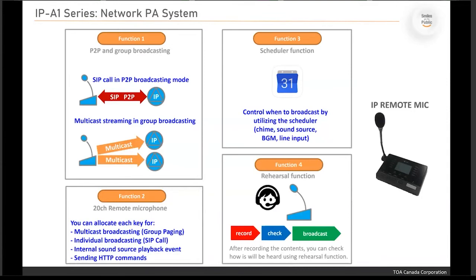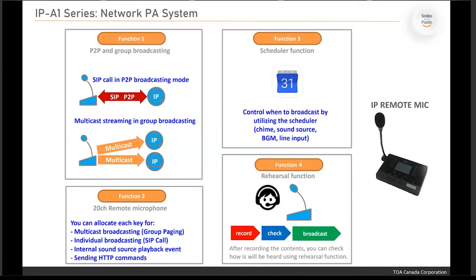The second function is the 20 channel. So there is a 20 channel on the microphone. On the microphone itself, there are 10 buttons, and we can switch into 2 pages. Page 1 will have 10 functions through these 10 buttons, and page 2 will have another 10 functions also through the same 10 buttons. So we can assign to each button or key one of the following: either multicast broadcasting, individual broadcasting, internal sound source playback event, or sending HTTP commands. So we can do either or for each key.